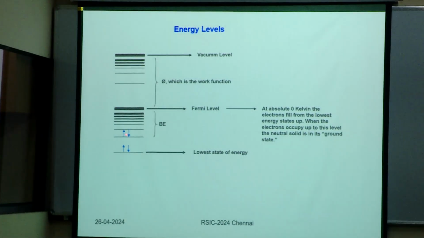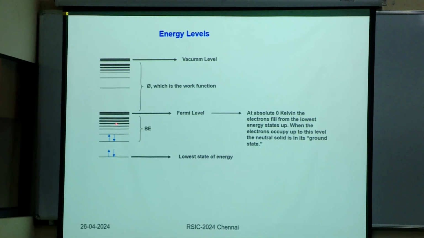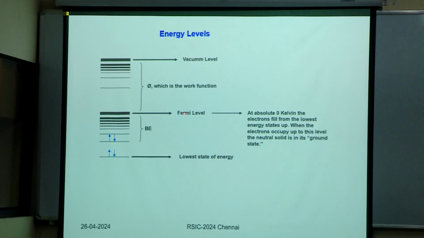Now, as you keep increasing, there are all these energy levels, and all of them are filled with electrons. If you keep going, somewhere here you have the Fermi level. The Fermi level is the highest energy level where the electrons are occupied. Beyond that, there are no electrons because all the energy levels below are occupied. Whatever electrons are available in the atoms, they occupy up to that level.